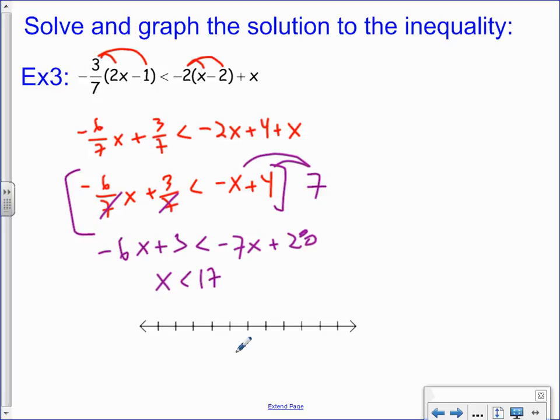Okay, and so this is a nice round number. I'm going to go ahead and put 17 somewhere in the middle, something before it, something after it. Since it's not equal to, it's going to be an open circle. And x is less than that, so shade to the left.